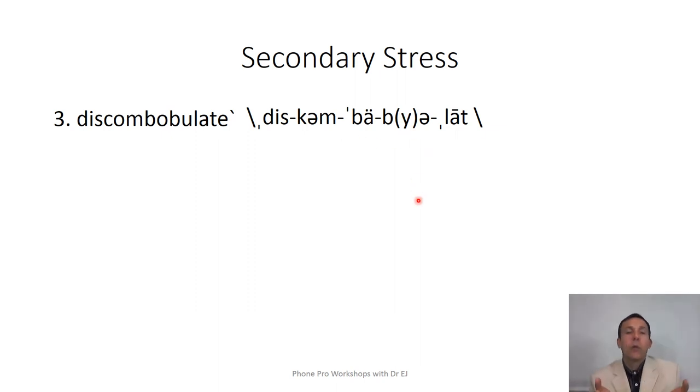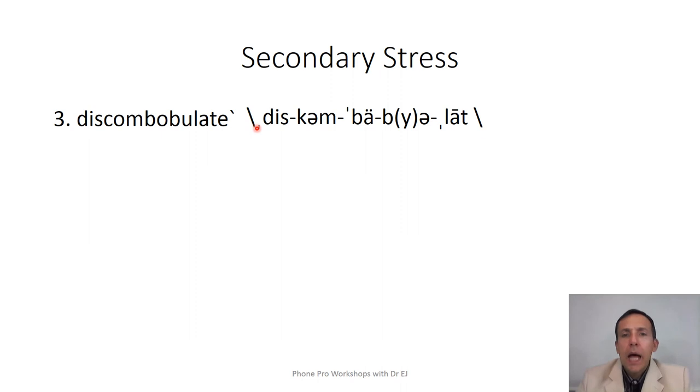It's very simple. If you clap with your hands, this is secondary stress and this is primary stress. You would say, discombobulate, discombobulate, discombobulate, okay? Now, this is a very long word, not a very common one. I'm sure that if you ask your friend the meaning of discombobulate, they will have to go to a dictionary. But it's a very good word to know if you want to impress your listeners.